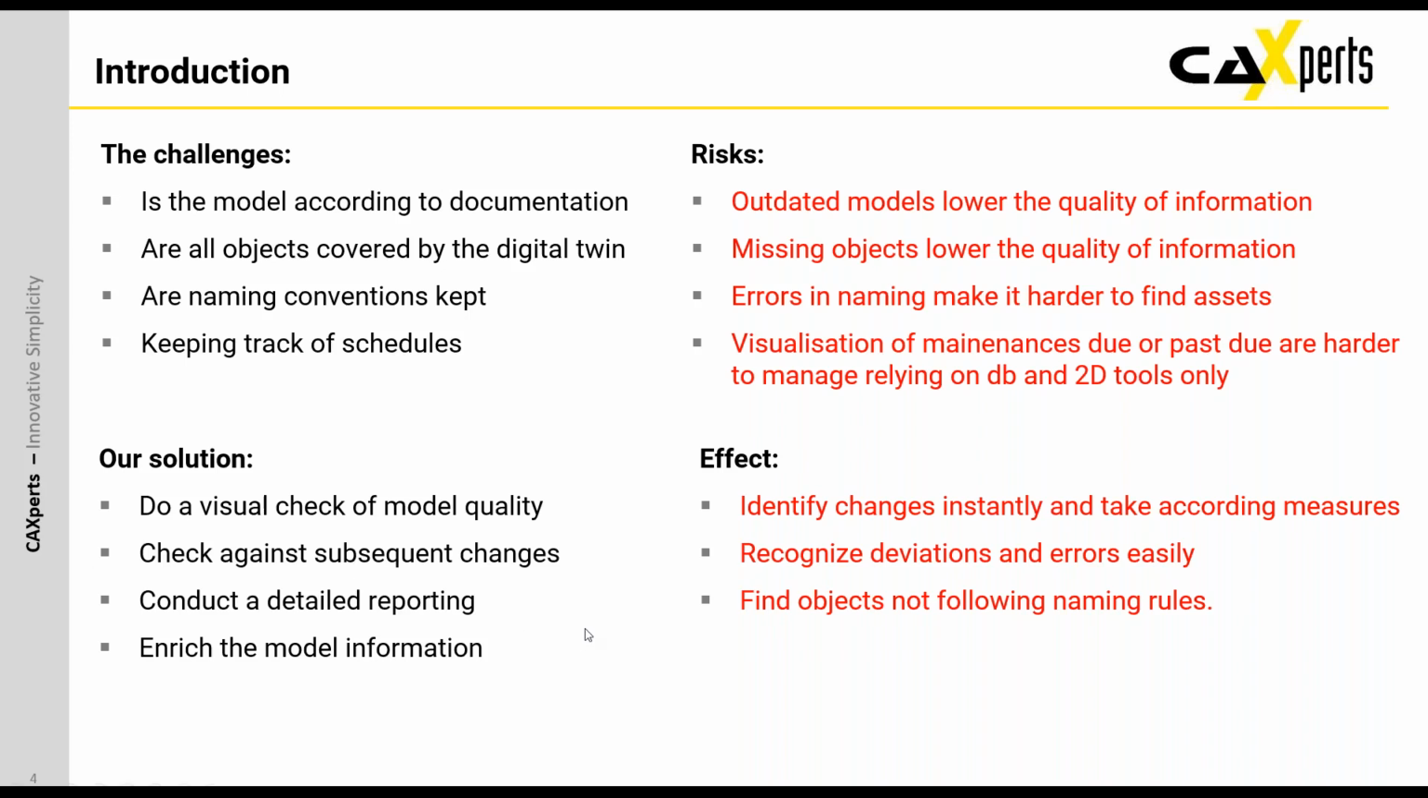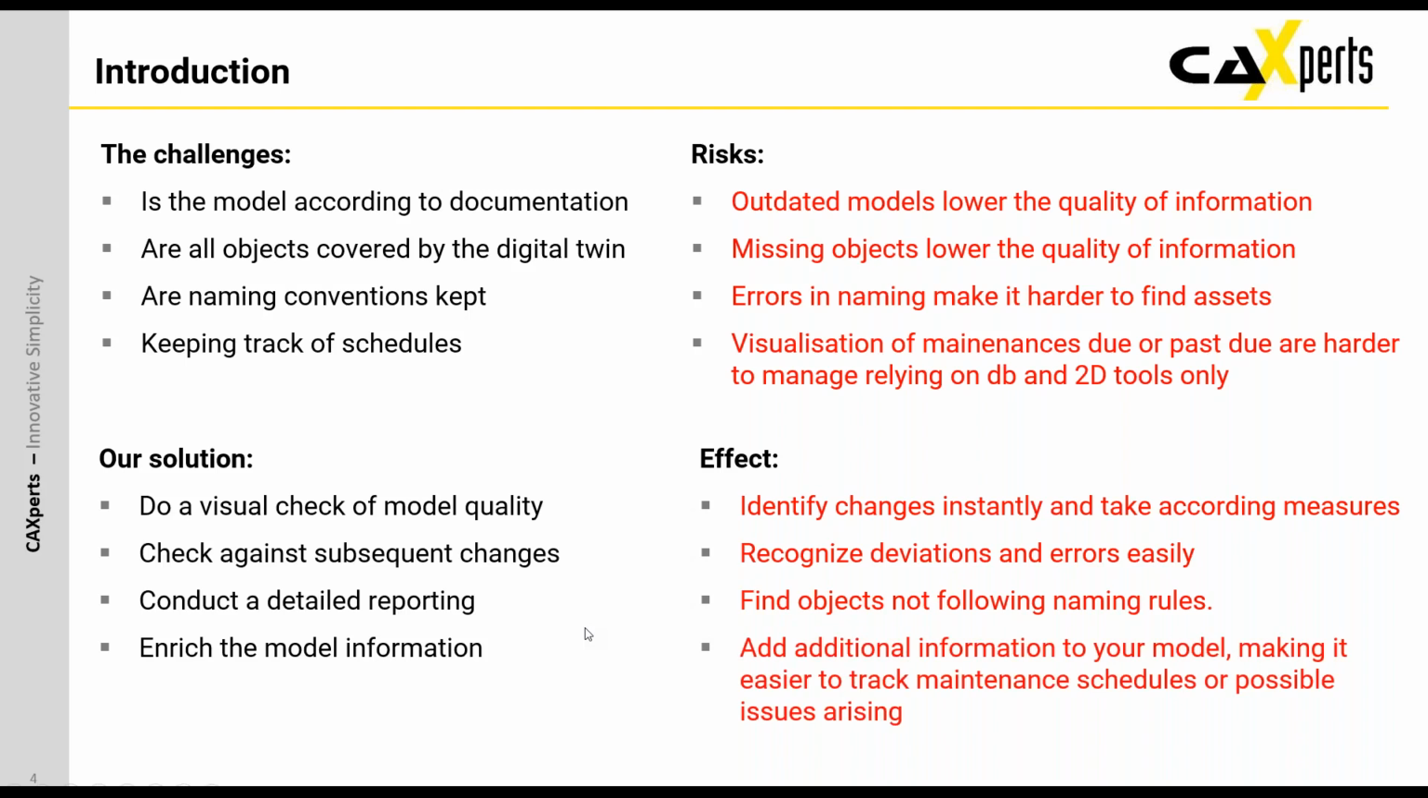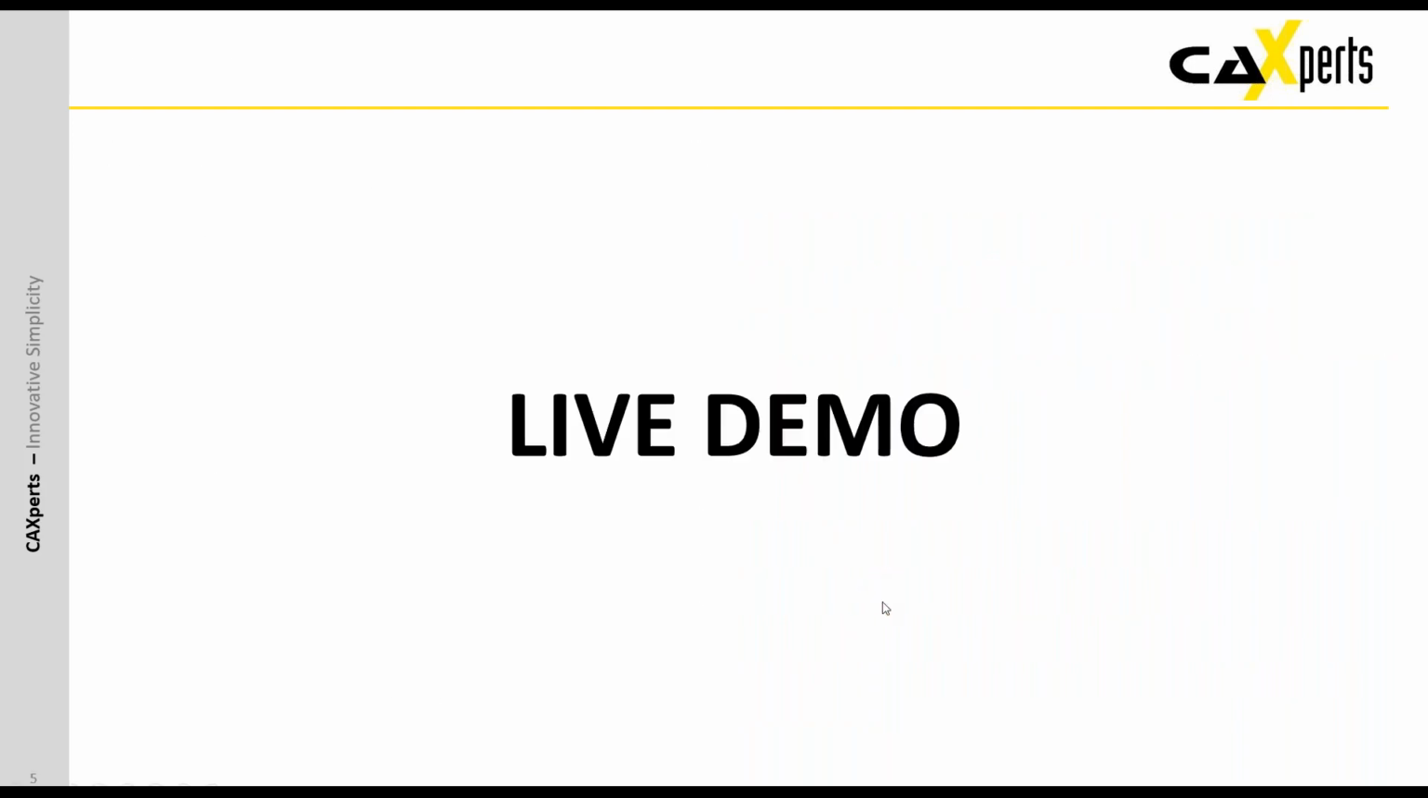And enrich the model information. Add additional information to model. Make it easy to track maintenance schedules, for example, or possible issues arising. And add additional information that is not contained in the original authoring systems or laser scans point clouds, and thus have actually more data to work with. This can be static, this can be dynamic. We'll have a look at different examples for this.